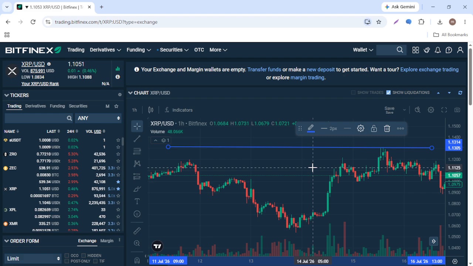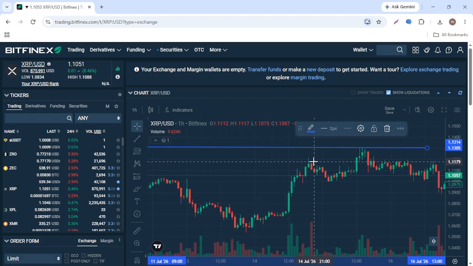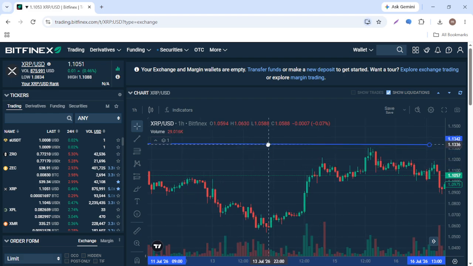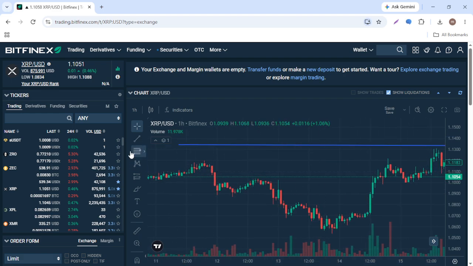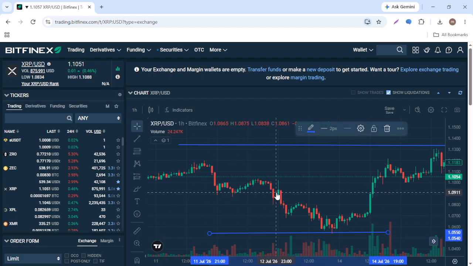If the line isn't positioned exactly where you want it, simply click on the trend line to select it. You can then drag either endpoint or move the entire line until it aligns with the price action you're analyzing. You can continue adding additional trend lines to mark different support and resistance levels or highlight multiple market trends. And that's how to draw trend lines on Bitfinex.